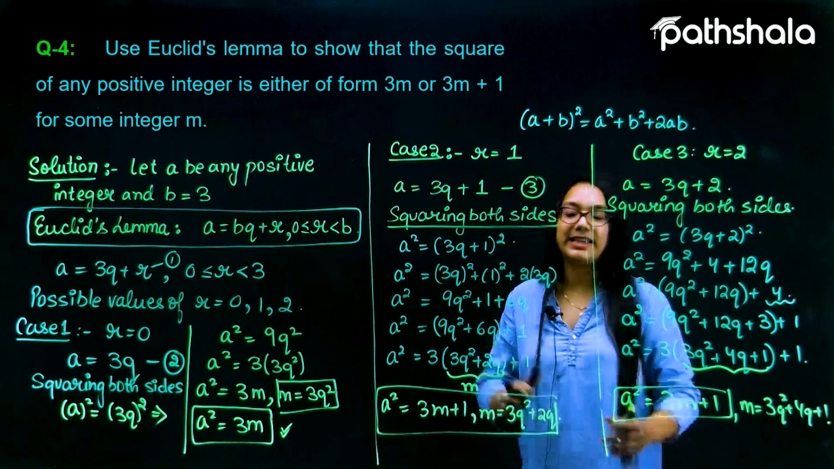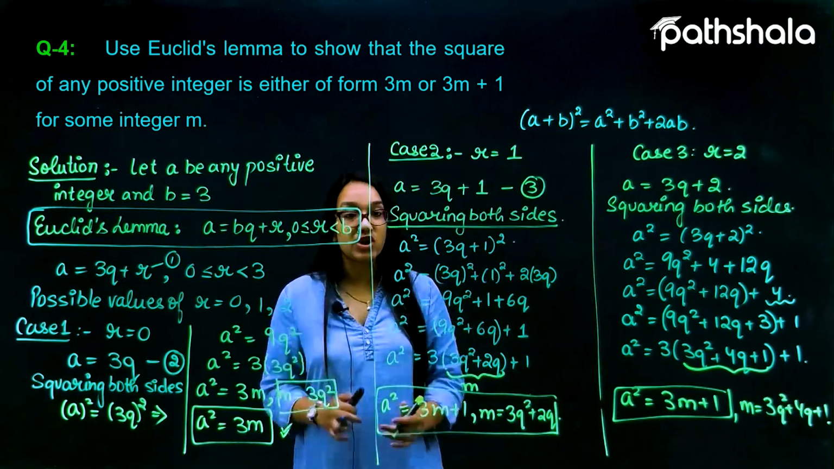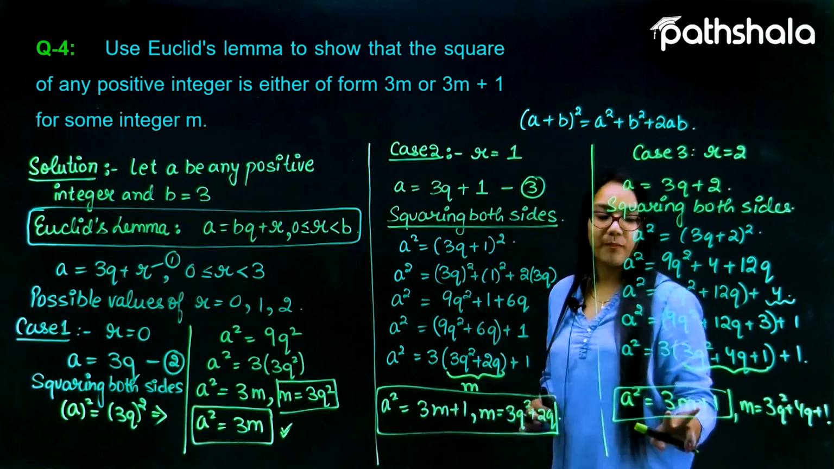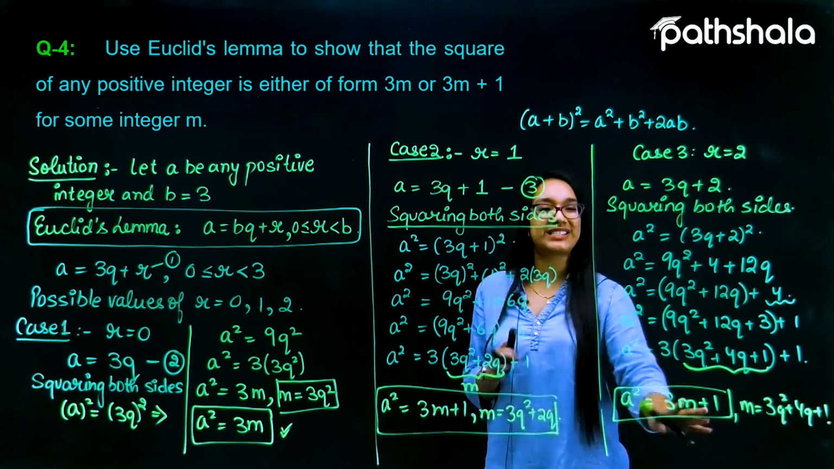So hence at the end we have proved that the square of any positive integer is either of the form 3m or of the form 3m plus 1, where m is any integer or for some integer m.